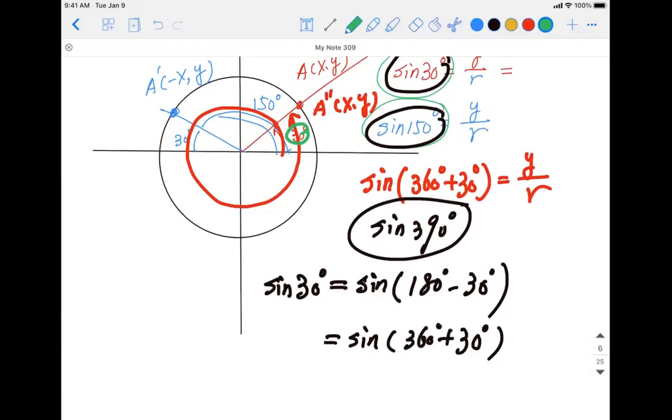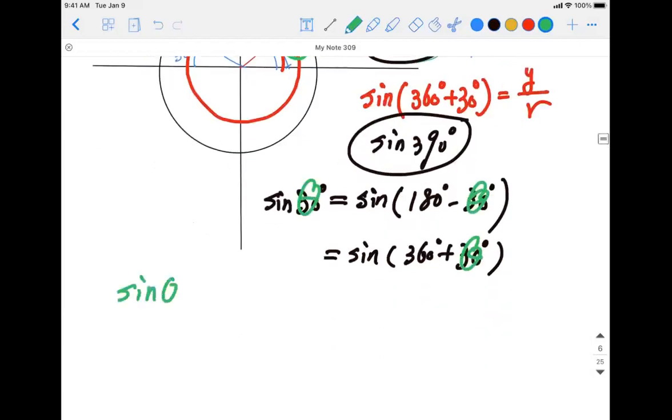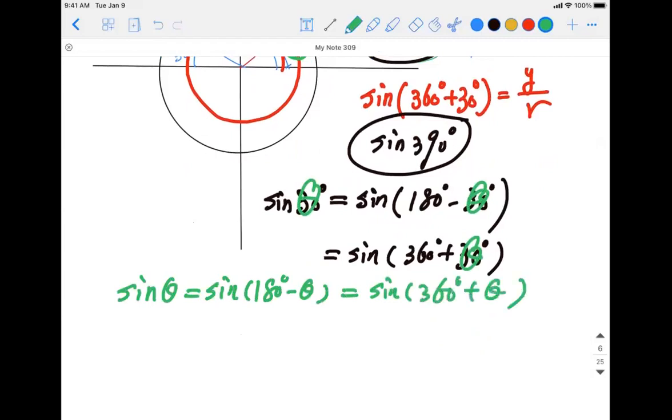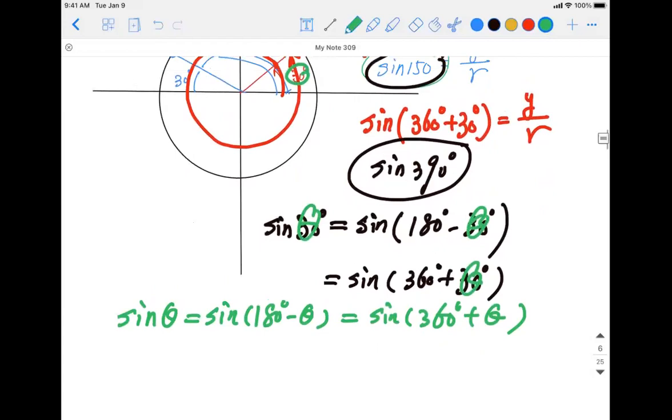So that means maybe I can generalize the 30 degrees into something like theta. So I have sine theta equals sine of 180 degrees minus theta, which also equals sine of 360 degrees plus theta, right? We just use a very easy example and we get pretty much everything like this. Trust me, this is actually a very important observation.